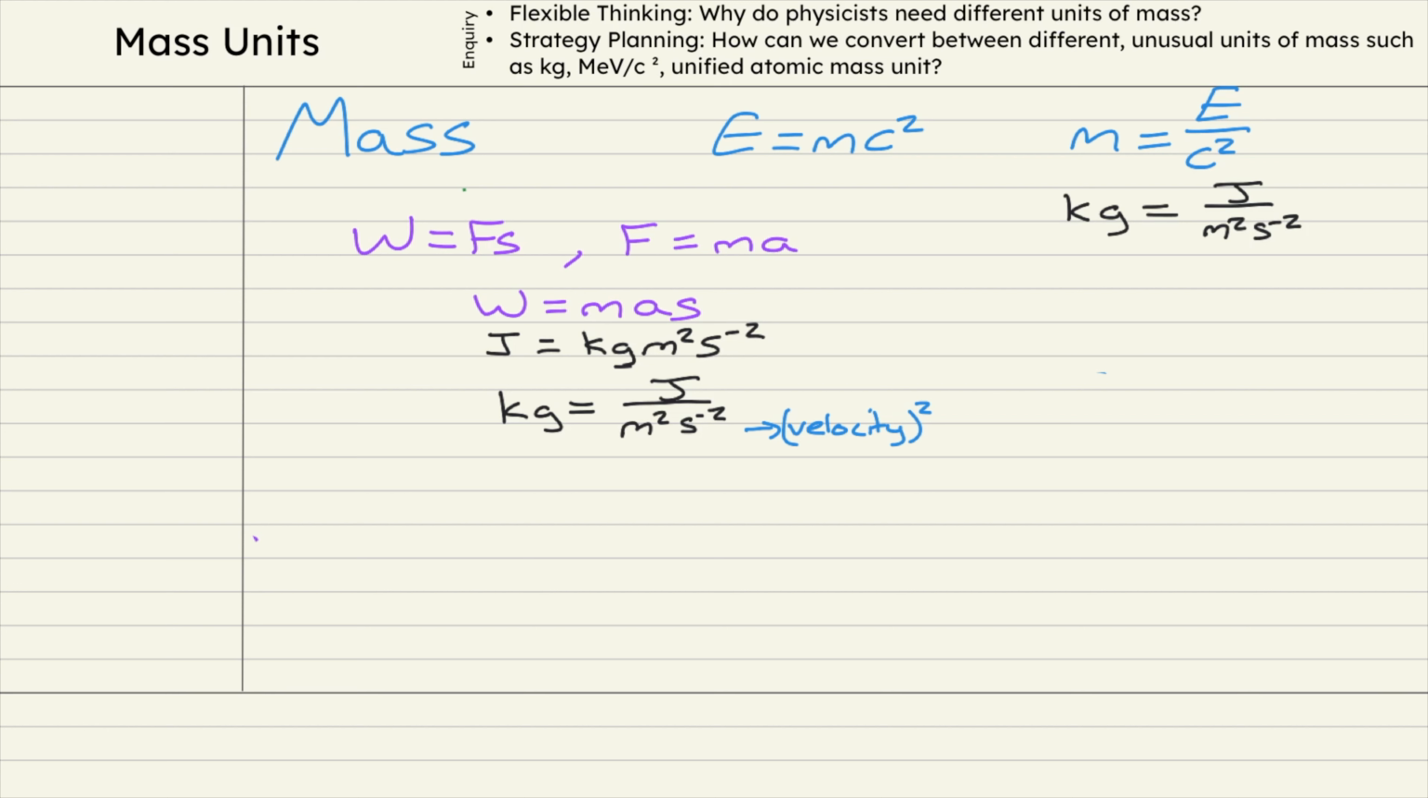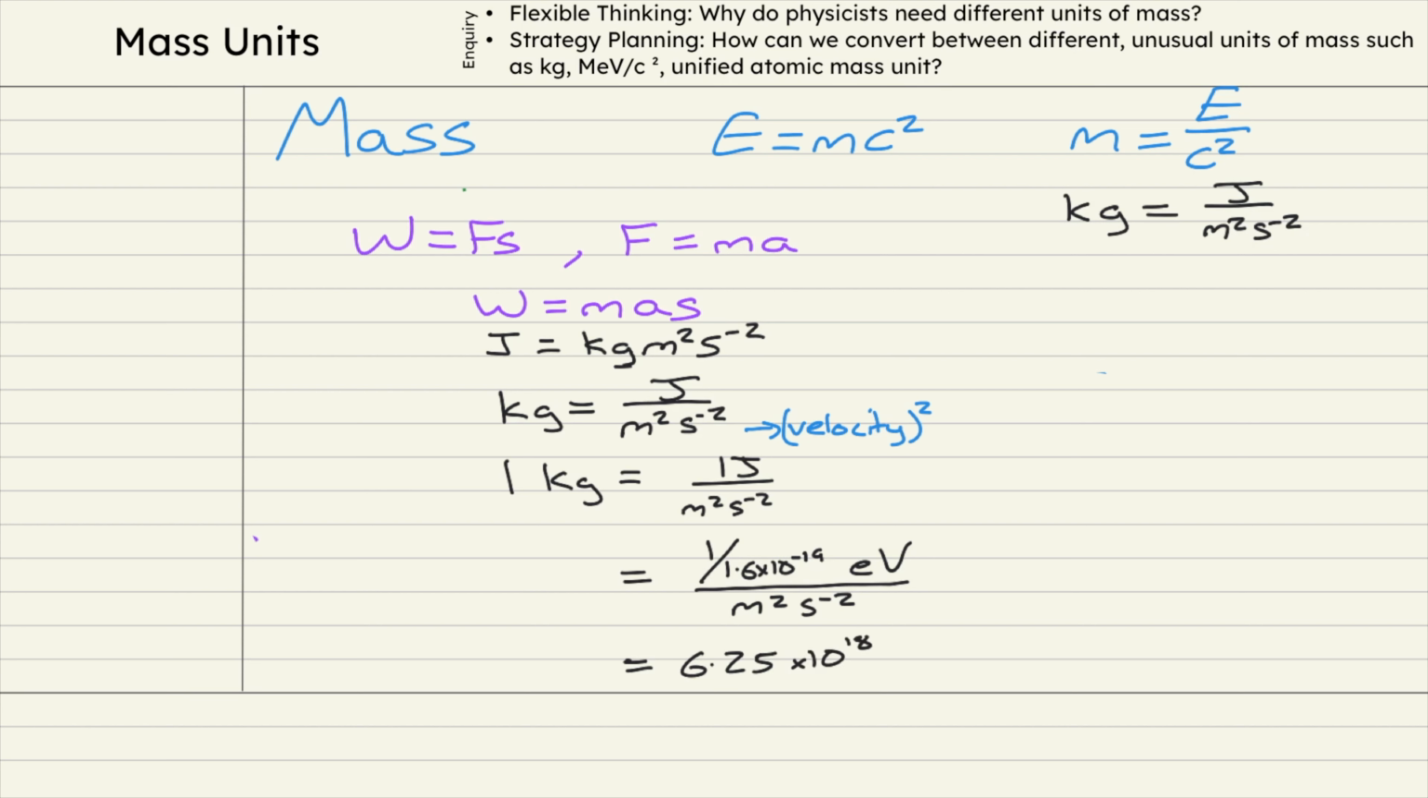And now let's change the joule to the electron volt. So 1 kg equals 1 joule per meter squared per second squared. That's equal to 1 over 1.6 times 10 to the minus 19 electron volts, per meter squared per second squared. And that's equal to 6.25 times 10 to the 18 electron volts over meter squared per second squared.